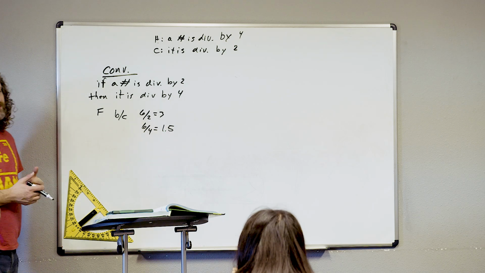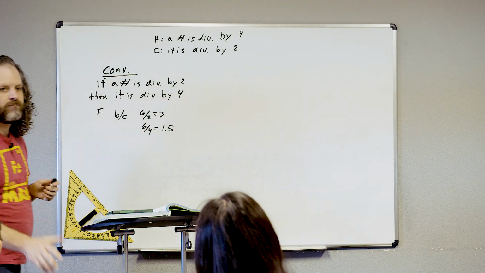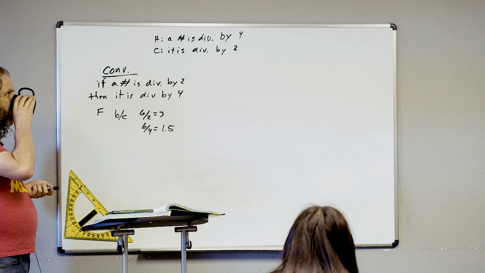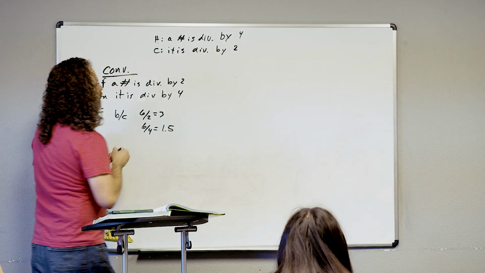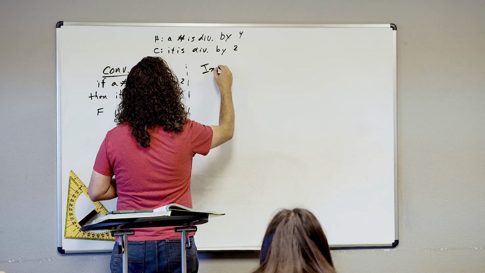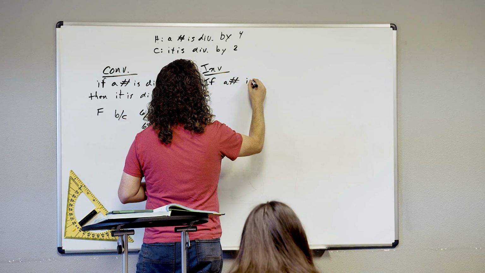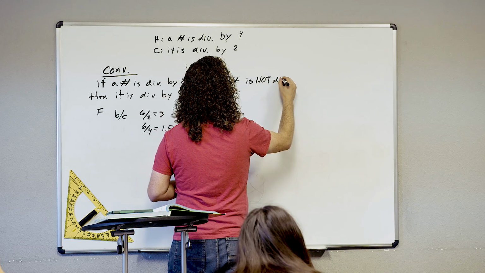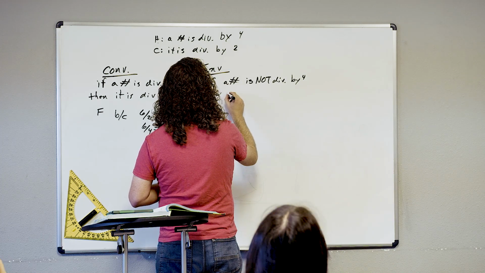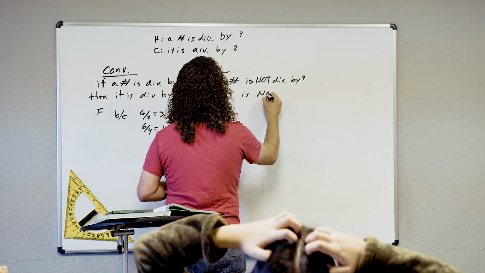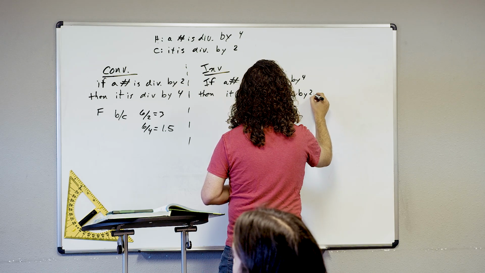Okay, so now we're supposed to write the inverse. What does the inverse do? It's basically the same thing. It's just like, for example, if a number is divisible by 4, if the number is not divisible by 4, it's not divisible by 2. Right. It negates them. Same order, but it negates both of them. So the inverse of this statement is if a number is not divisible by 4, then it is not divisible by 2. Is that true or false?